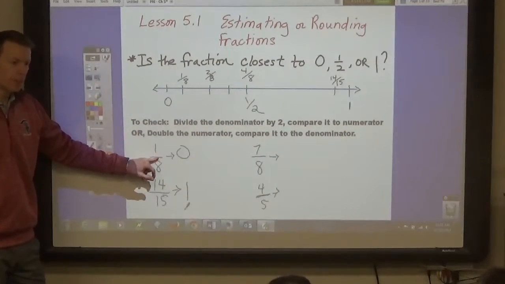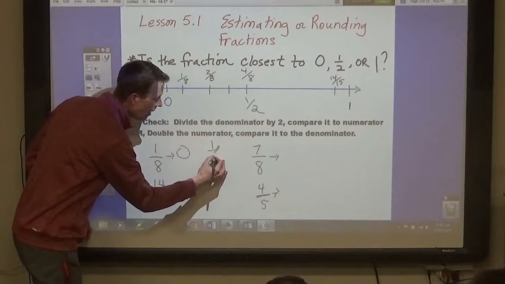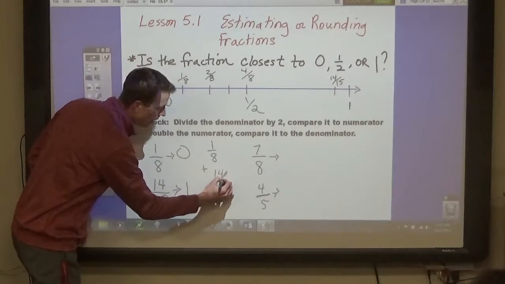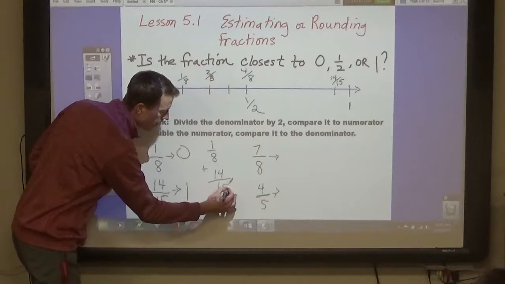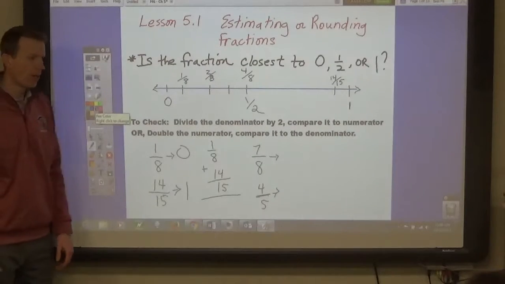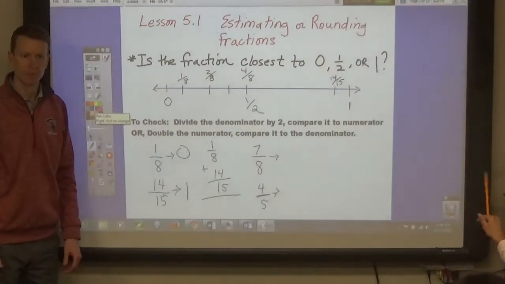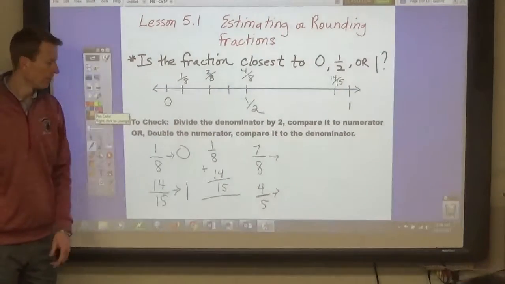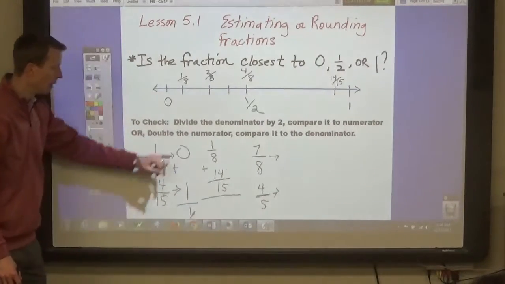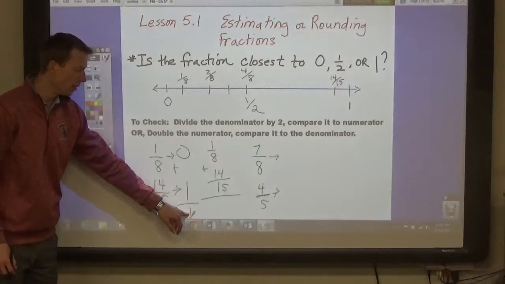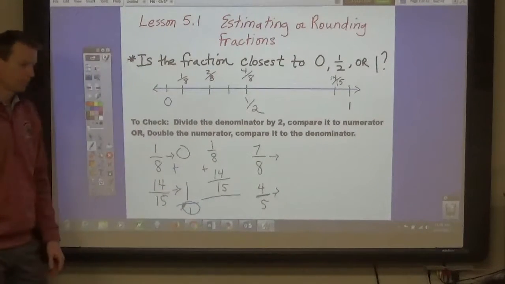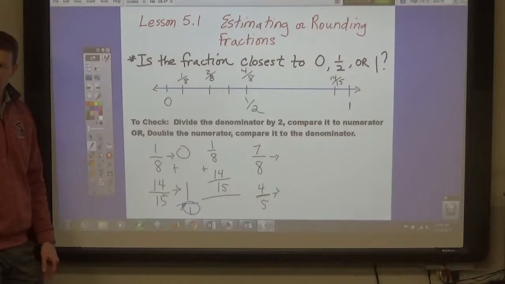So if we were estimating 1/8 plus 14/15ths, what would we estimate those to? What would we round those to? 0, 1, and it would equal 1. Yeah, 0 plus 1 equals 1. So our estimate would be 1. Does that make sense? Yeah.